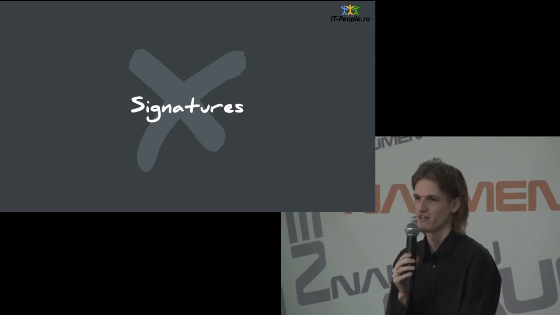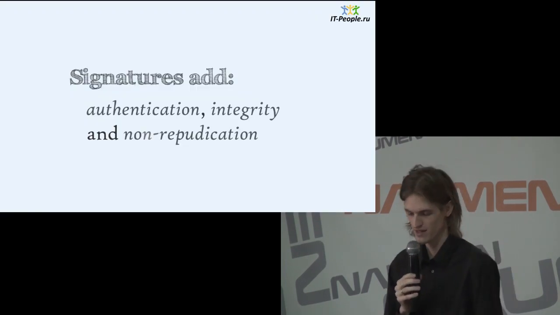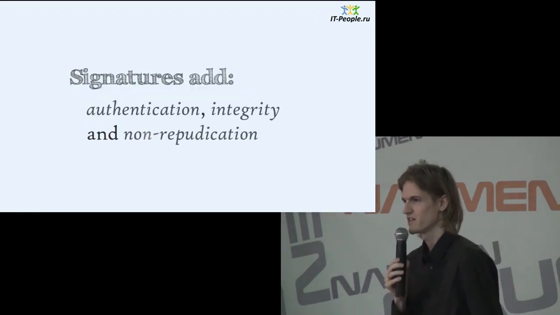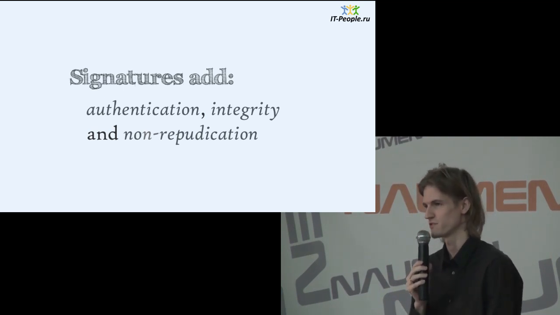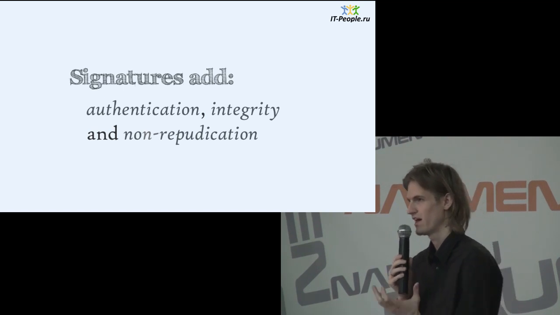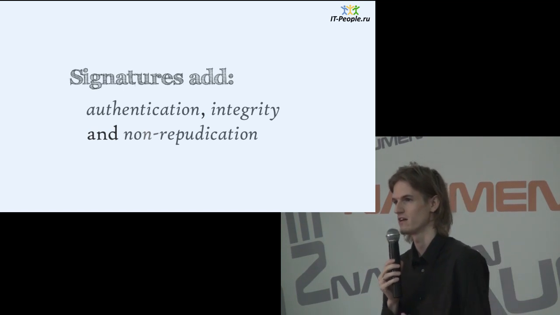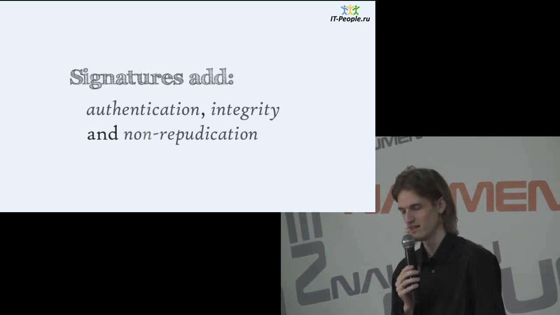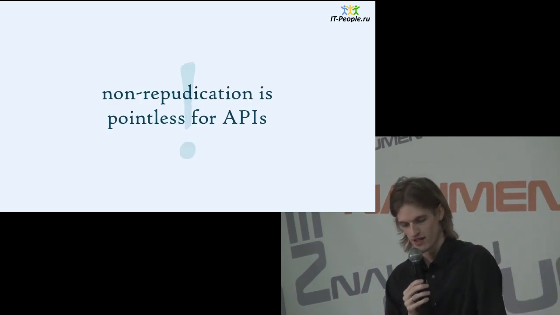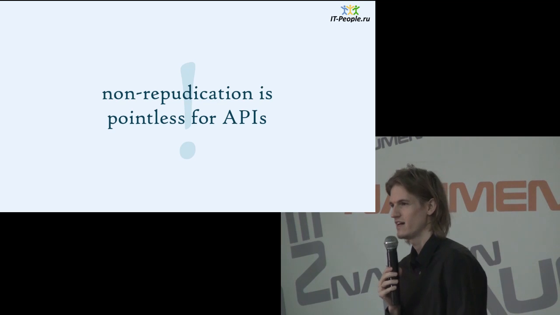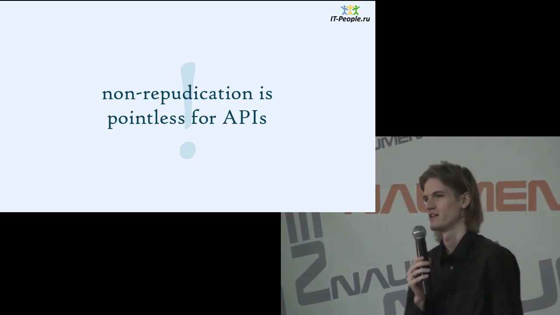So how do you verify authenticity? The most useful concept for this is signatures. A signature adds something to a message. That's authentication, which means that you can be sure that the message was written by whoever has access to the secret key. It adds integrity, which means you can verify that the message has not been altered in transit. And then it adds a little thing which is completely useless for APIs. It's called non-repudiation, I believe, and it's basically the idea that the author of the message cannot claim that he did not send the message.